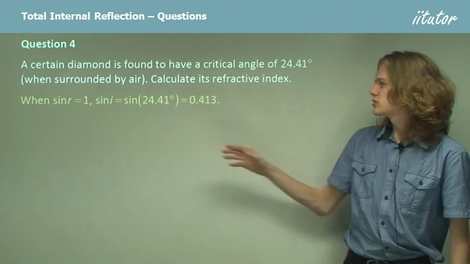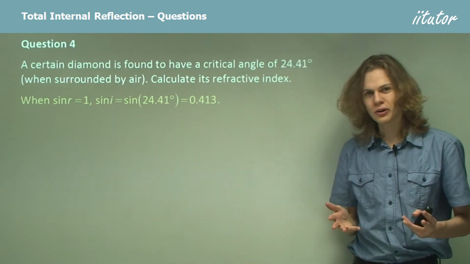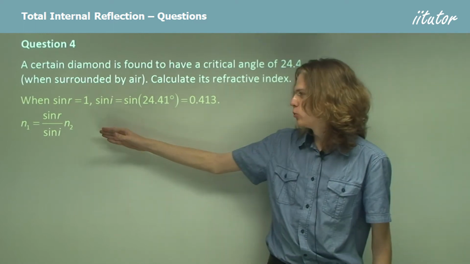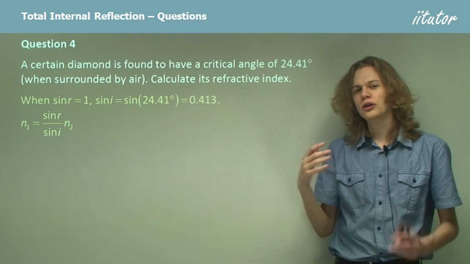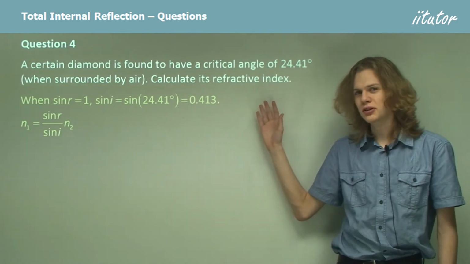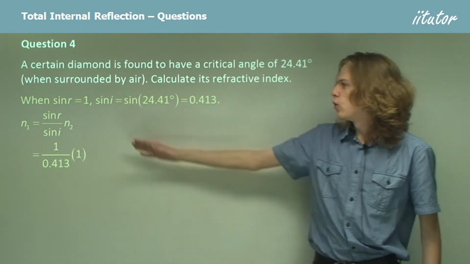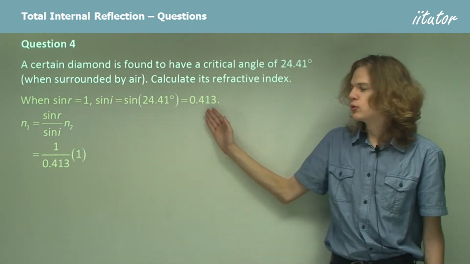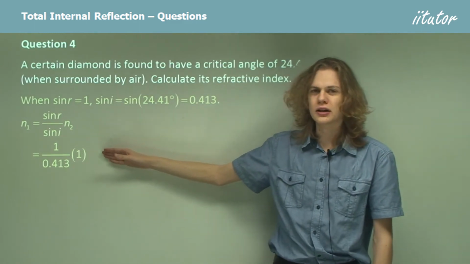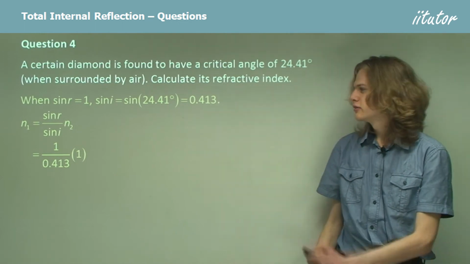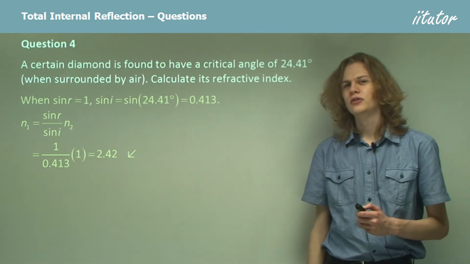So now we have sine of i and sine of r, which is good if we want to use Snell's law, right? Using Snell's law, we have n1 equals sine r over sine i times n2. n1 is what we're trying to figure out, the refractive index of the diamond. Now all we need to do is substitute the other values. So we have 1 for sine of r, 0.413 for sine i, and 1 for the refractive index of air. Putting this into a calculator, we get a value of 2.42 for the refractive index of a diamond.